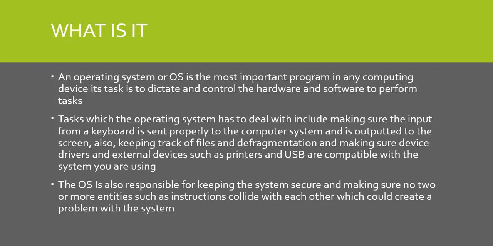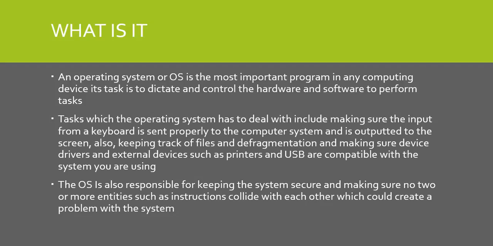So what is an operating system? An operating system, or OS for short, is the most important program in any computing device. Its task is to dictate and control the hardware and software to perform tasks. Now it doesn't mean dictate as in tells everything what to do. Well, technically it does do that, but it dictates to make sure that everything runs smoothly and to make sure that unwanted processes don't interact and potentially crash the system. It's just used to control the hardware and software and to make them work together properly to make sure that the system works for the user.